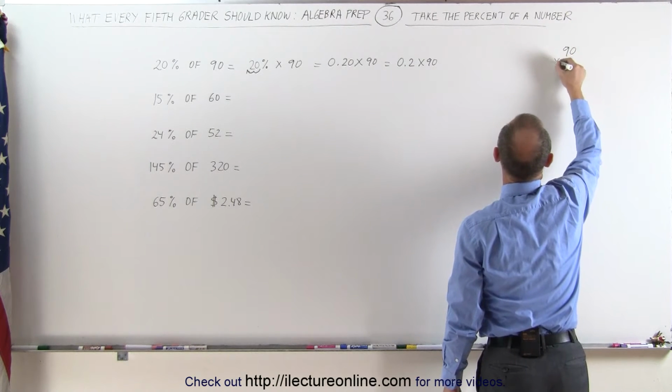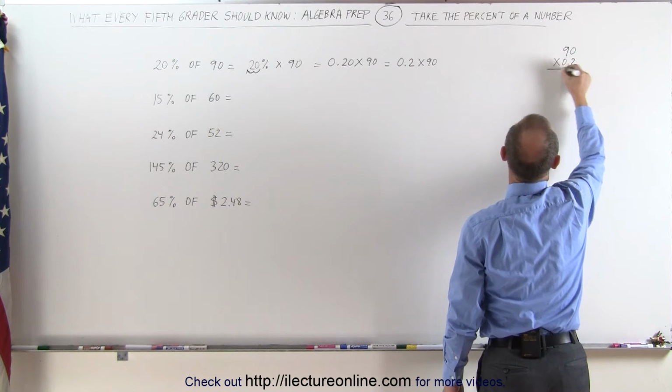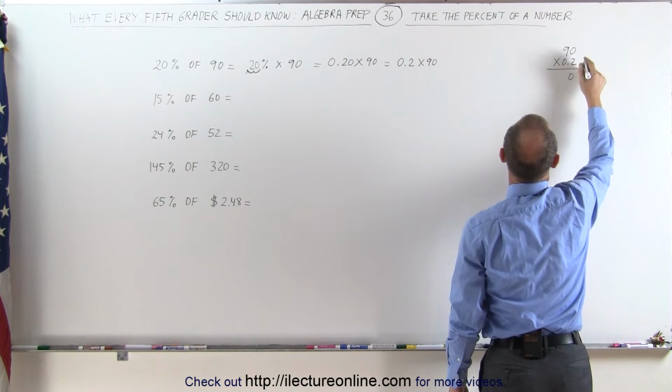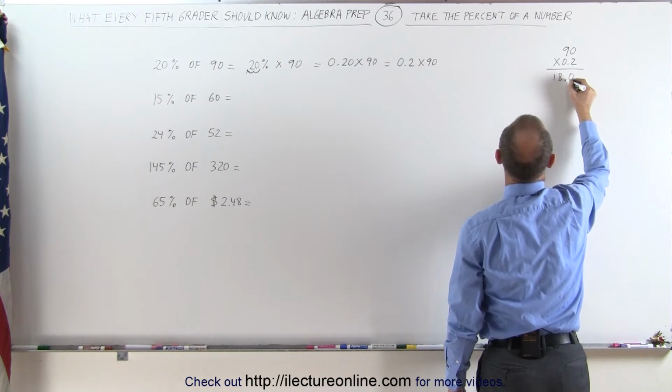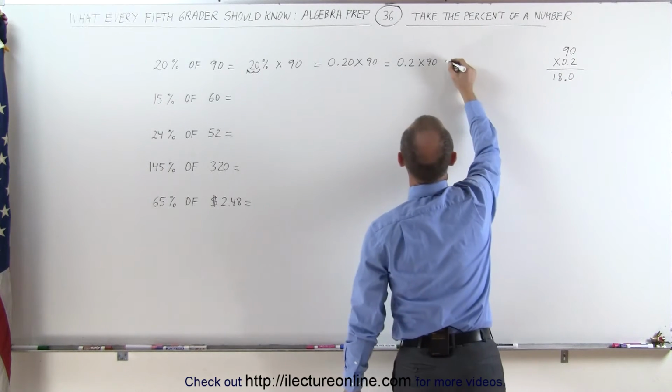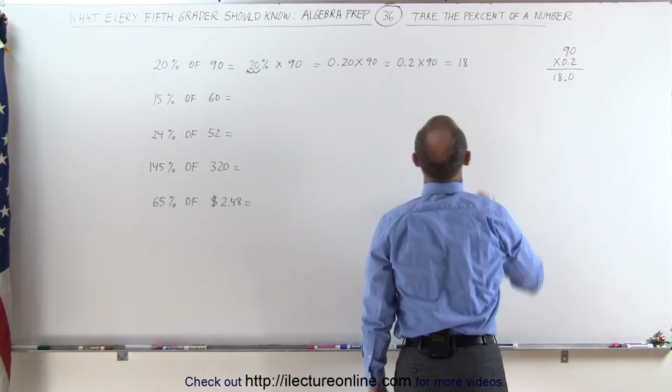90 times 0.2. 2 times 0 is 0. 2 times 9 is 18. We have one decimal place. Put that over here. The answer is 18.0 or 18.